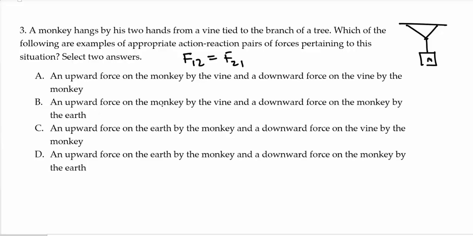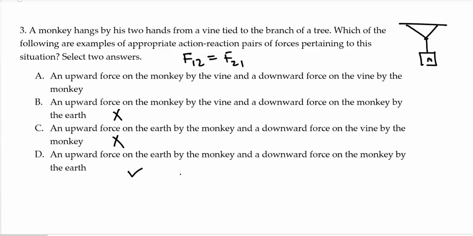An upward force on the monkey by the vine, a downward force on the monkey by the earth. This could not be a possibility. Why? The upward force on the monkey by the vine is tension. The downward force on the monkey by the earth is gravity. The two forces must be of what? The same kind. An upward force on earth by the monkey, a downward force on the vine by the monkey. No. This could not be. An upward force on earth by monkey, a downward force on the monkey by the earth.